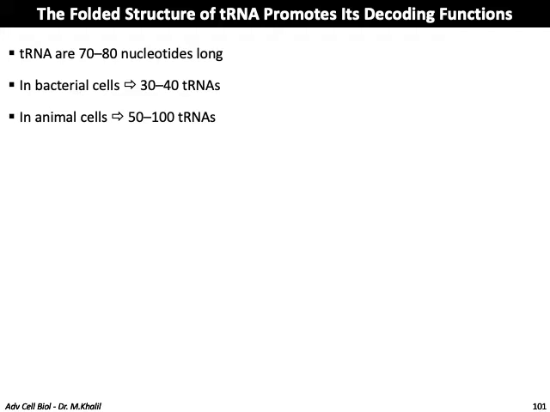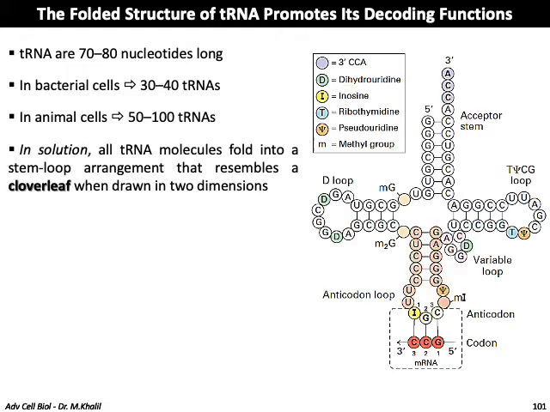As a component of the process of translation, the folded structure of transfer RNA promotes its decoding functions. Transfer RNAs are 70 to 80 nucleotides long. In bacterial cells, there are 30 to 40 transfer RNAs, while in animal cells, there are 50 to 100 transfer RNAs. The structure of transfer RNA in solution folds into a stem-loop arrangement that resembles a clover leaf when drawn in 2 dimensions.